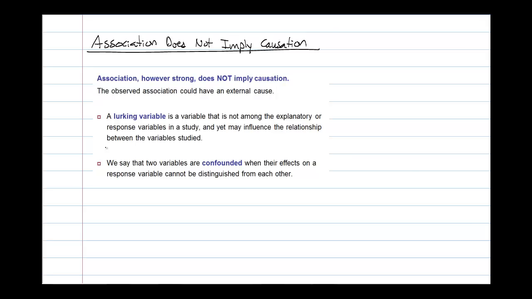Now, we can say that two variables are confounded when their effects on a response variable cannot be distinguished from each other. So for instance, I might have two things that are explaining the response, and I'm only looking at one of them, or one might mask the other. So those are some other things that we need to be careful of. So to summarize, only careful experimentation can show causation, not just a number that we come up with on our calculators or Minitab. Now when we talk about confounding variables, they could either be explanatory variables or they could be lurking variables. So those are some important things to keep in mind as well. And we'll talk about some of these as we get further on in some other sections.